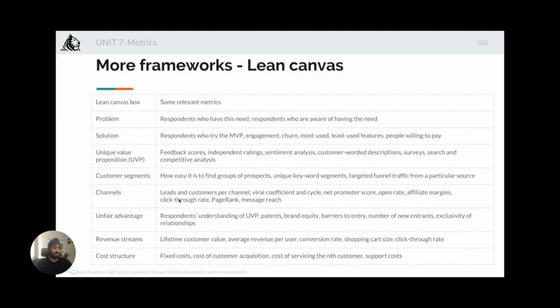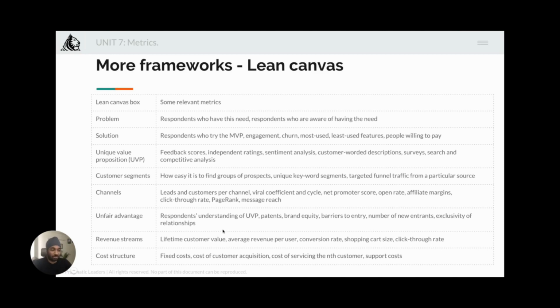Then channels: leads and customers per channel, the viral coefficient and cycle per channel, NPS per channel, open rate, affiliate margins, click through rate, so many other things. Right? Unfair advantage: respondents' understanding of UVP, patents, brand equity, and so on. All of this helps you in creating some sort of a quantitative measure of your unfair advantage.